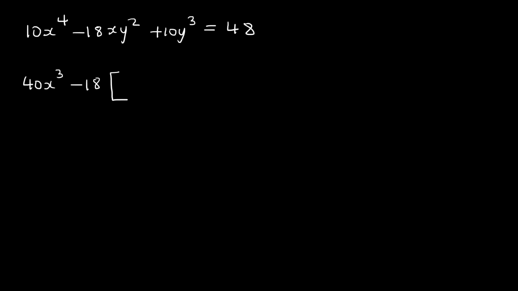This is product rule. The first thing, I'll write x, then derive y. If I derive y, I'll have 2y dy/dx. Next step, plus, now I'm deriving x. I have 1 times y squared. I derived x. Plus, now I derive 10y cubed. I have 30y squared equals 0. Now I can multiply inside the bracket.